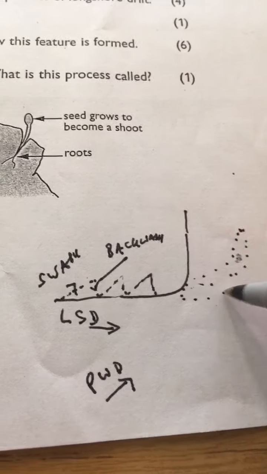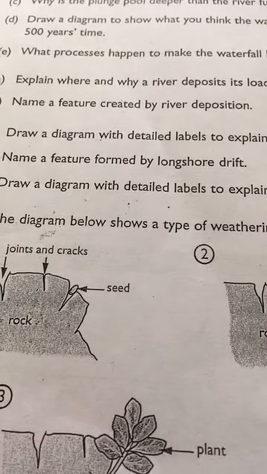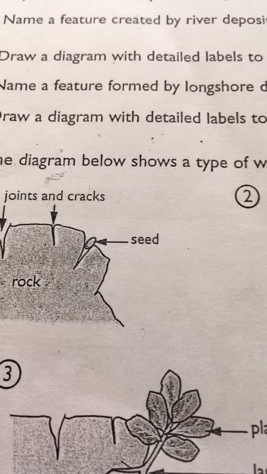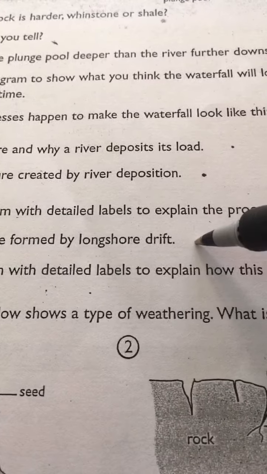I think that's the next question, is it? Draw a diagram with detailed analysis to explain how this feature is formed. Okay. Name a feature formed by longshore drift. It is a spit.